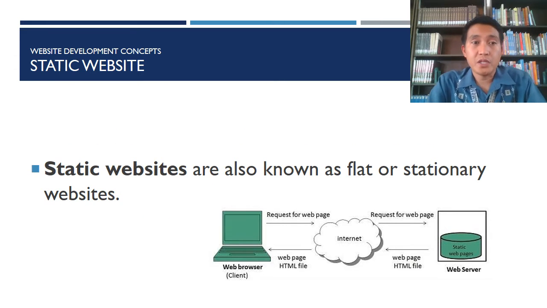There are two types of websites. The first one is a static website. So what is a static website? Static websites are also known as flat or stationary websites. They are loaded on the client's browser exactly as they are stored on the web server. Such websites contain only static information.